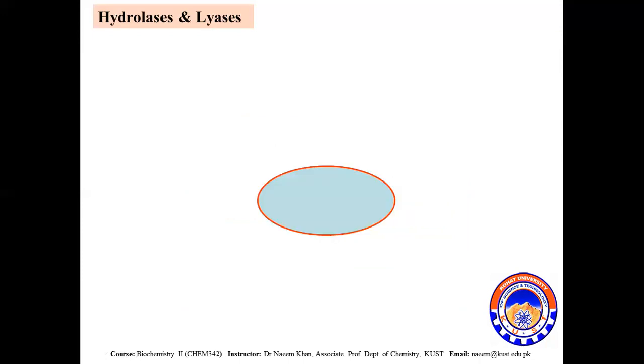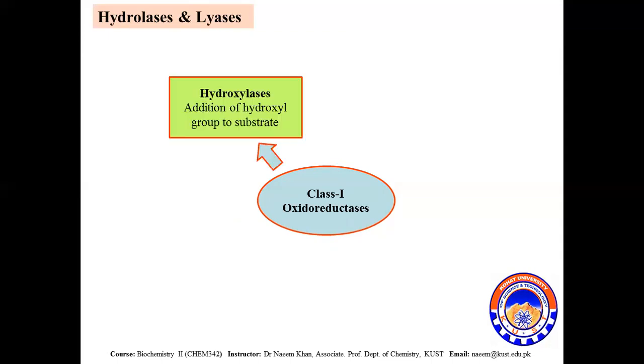In our last lectures, we have discussed class 1 and class 2 enzymes. And in class 1, about oxidoreductase enzymes, we have studied that these are the enzymes which are catalyzing oxidation reduction reactions. And one of the subclass of oxidoreductase was hydroxylases, which are those which are catalyzing the addition of hydroxyl group to the substrate.